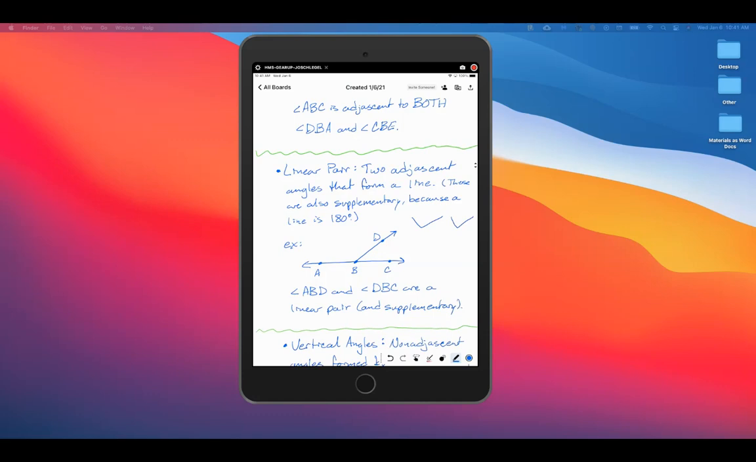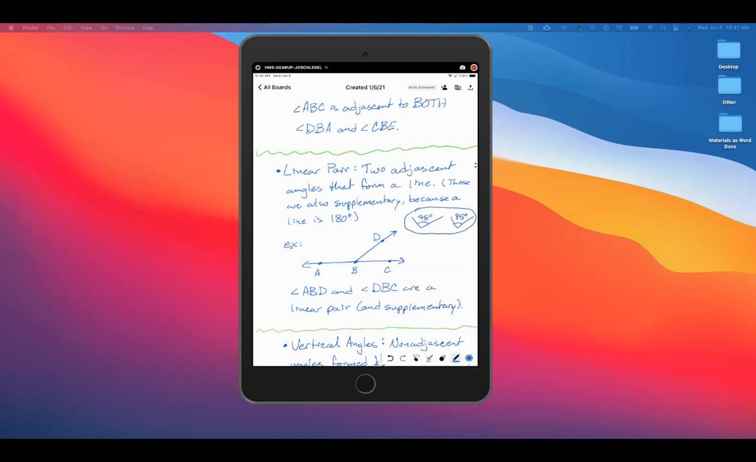What I want to point out is that unlike supplementary angles, let's pretend that this angle here was 95 degrees and this angle was 85 degrees like in our example earlier. These angles, even though they are supplementary, are not a linear pair because they do not visually make a straight line.